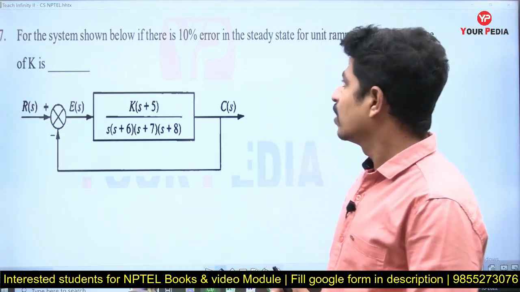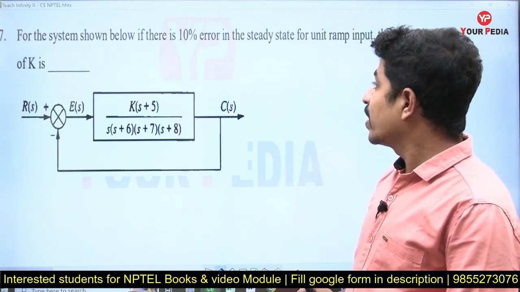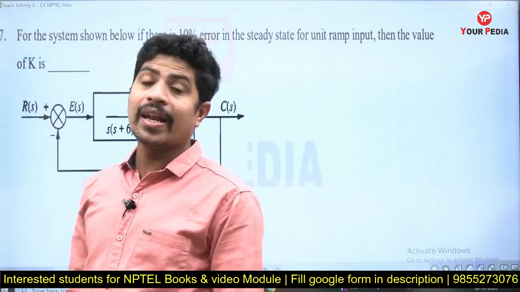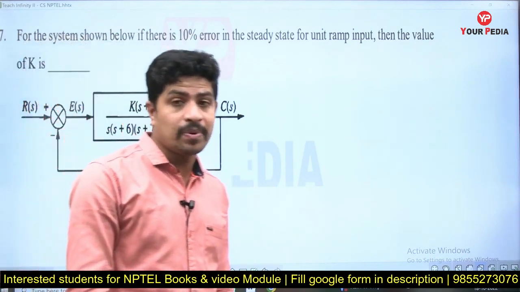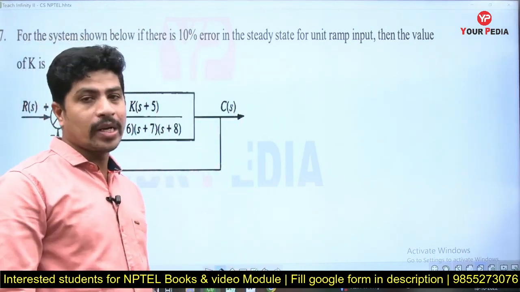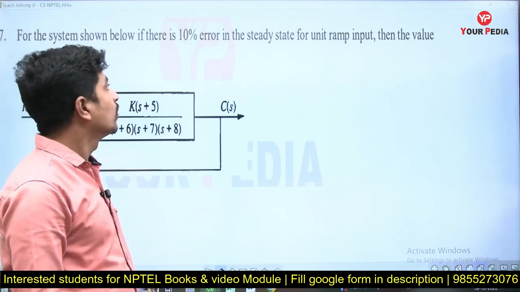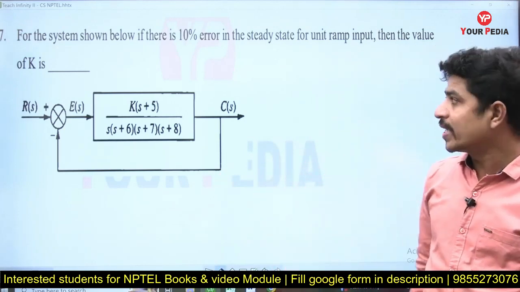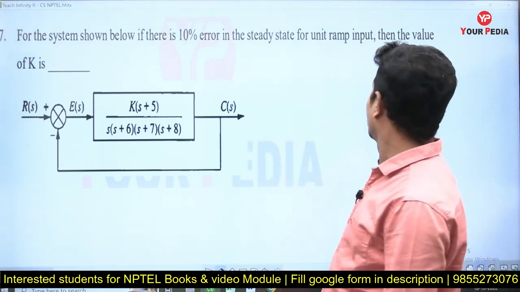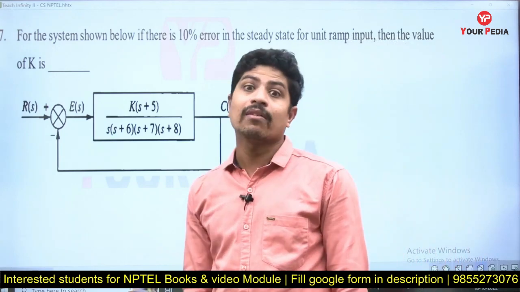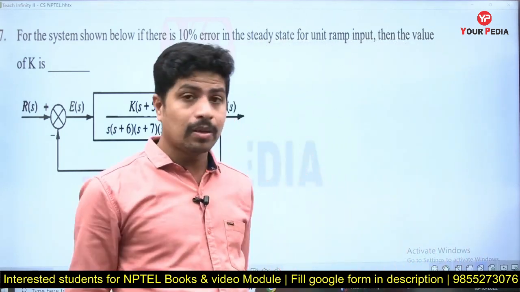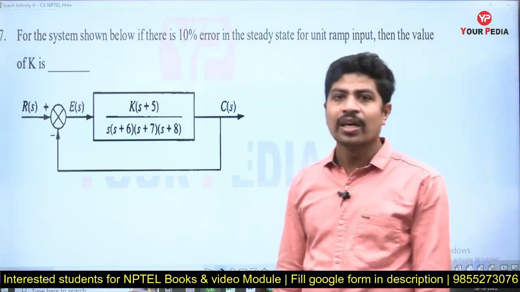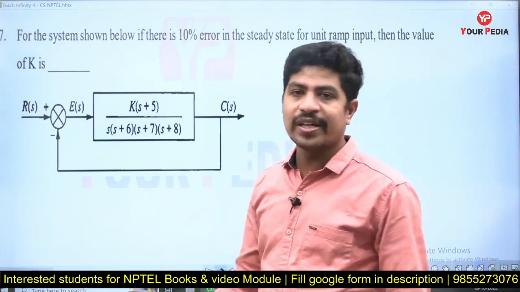The question is, for the system shown below, if there is 10% error in the steady state, so he's asking about steady state error. The error is mentioned in terms of percentage, 10%, so what is the normal value? 0.1 is the normal value in the steady state. For unit ramp input, for which the steady state error is 10%, what is the value of k? Very simple but good question. This type of question you can expect in upcoming GATE examinations and other competitive examinations. Let's find it. Very easy it is.